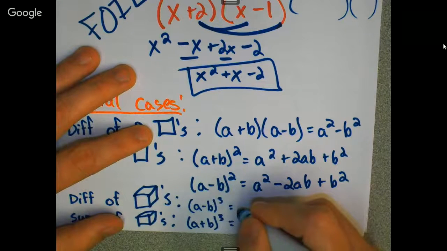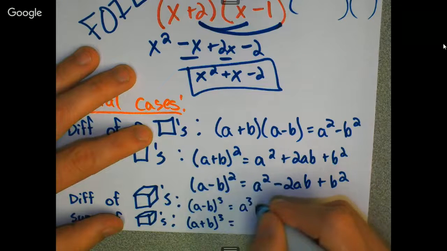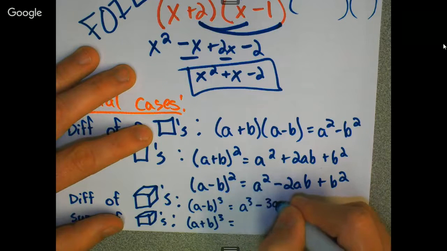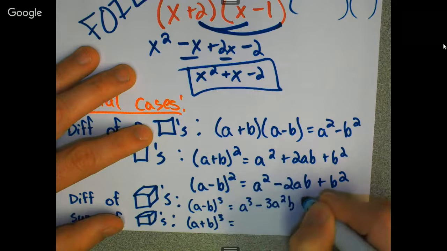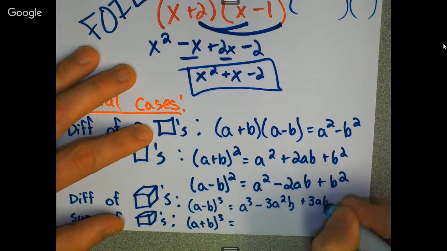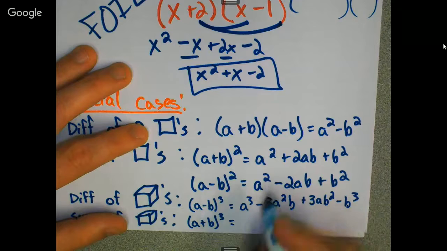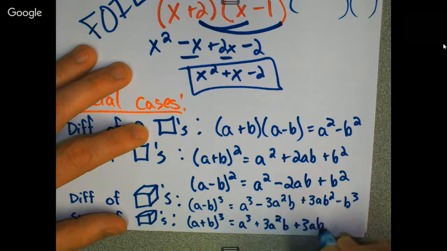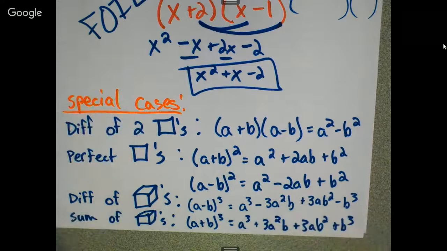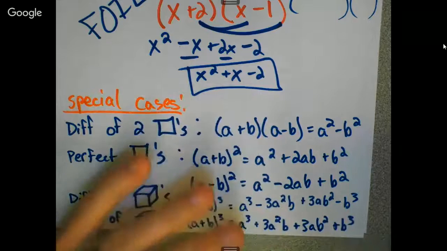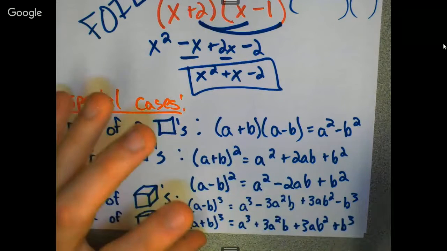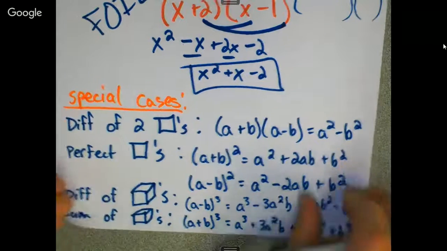So a minus b to the third would be a to the third minus 3a squared b plus 3ab squared minus b to the third. And then the sum is the same pattern except it's all positive. Plus 3ab squared plus b to the third. Again, I don't care if you don't know these, okay? We will be able to do all of this without formulas. That's my goal. We've got to be able to do anything without formulas.